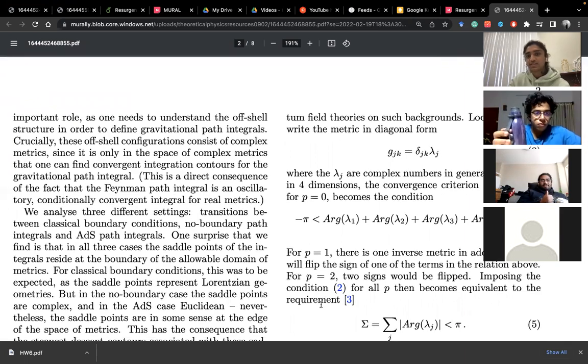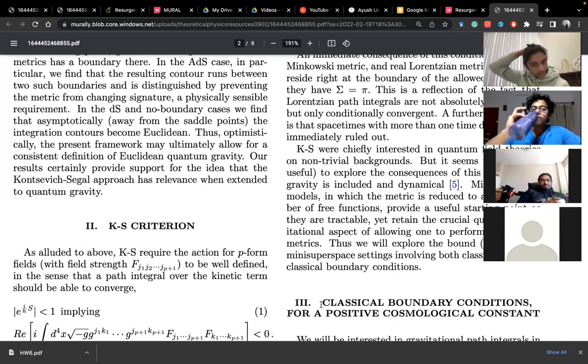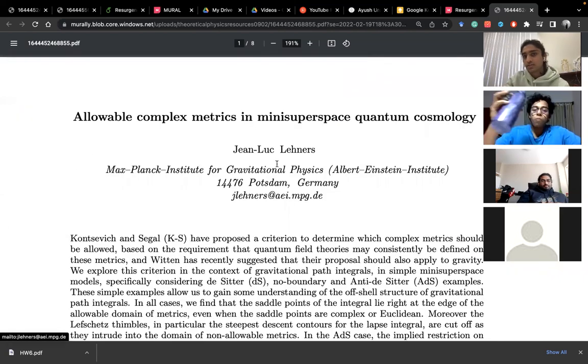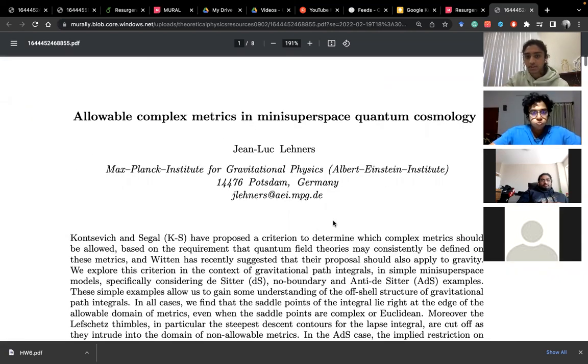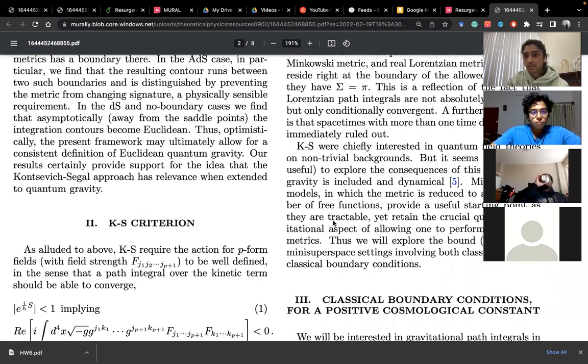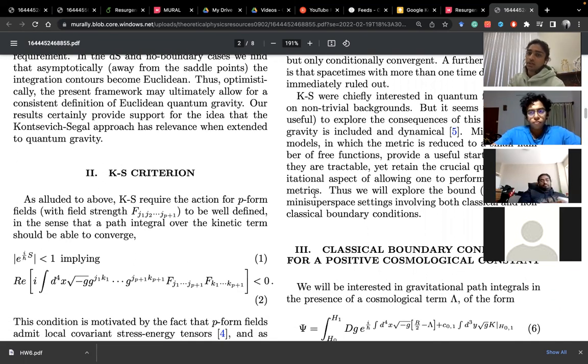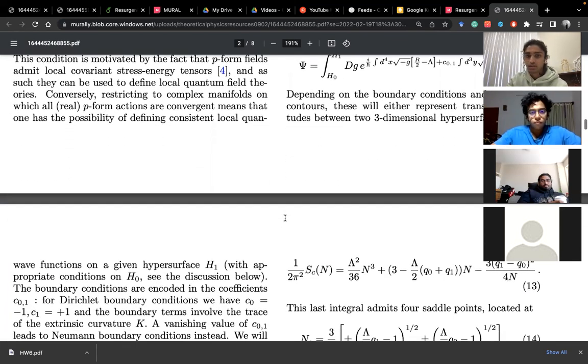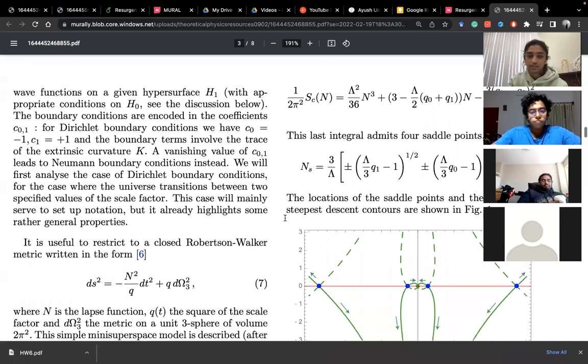Yeah, thanks. So here he looks at, this is Jean-Luc Lehners from Max Planck. Here he looks at three different metrics: the AdS metric, the generalized Robertson-Walker metric, and the no-boundary solution of Hawking.